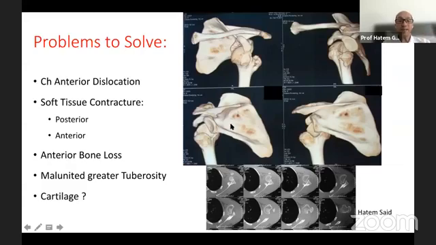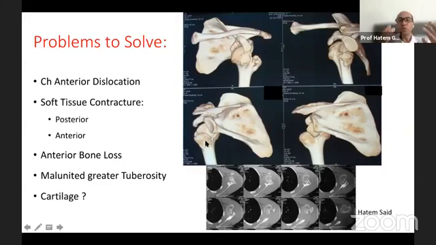Then we have the malunited greater tuberosity, and that was a new element for me, that the tuberosity actually had broken. So this previously was a fracture dislocation of the humeral head, and then the greater tuberosity malunited. So that added more to the problem, and that was the bilateral. So he had bilateral fracture dislocations of the shoulder.